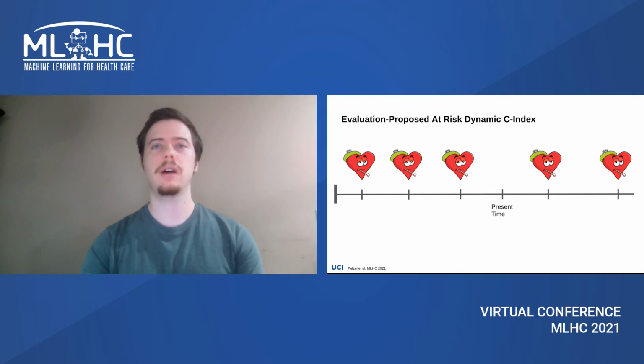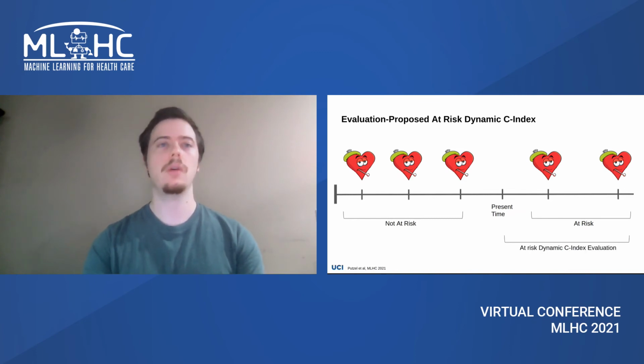Consider predicting time to onset of cardiovascular disease, like in one of the dataset applications in our paper, with each of the hearts here representing different times to events for different individuals. The three individuals to the left represent individuals who have already had CVD diagnosis, while those to the right are still at risk at the present time. Then a commonly used dynamic C-index for evaluating survival machine learning models evaluates performance over both at-risk and non-at-risk individuals, whereas our proposed version only evaluates performance over at-risk individuals, which is more relevant for clinical applications of a model.